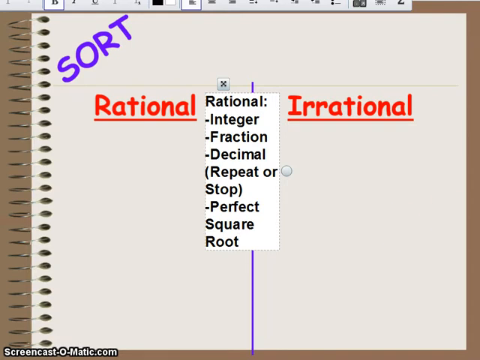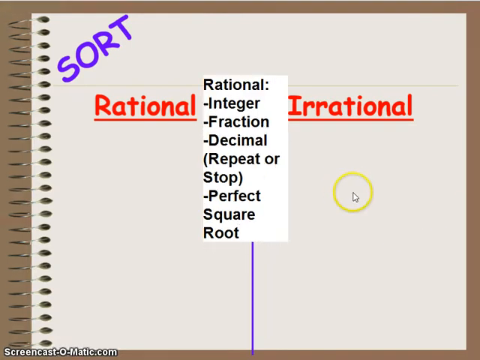Now let's check out our numbers. Our first number that we're going to look at today is the number -35. Look down through our list of qualifications of rational numbers. Is -35 an integer? Yes. So indeed it is a rational number.